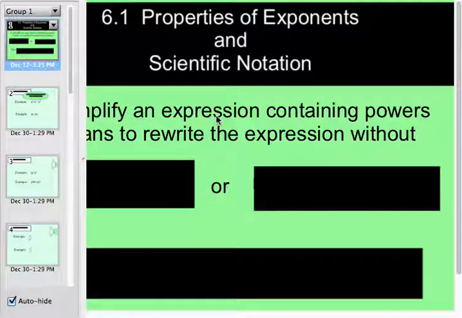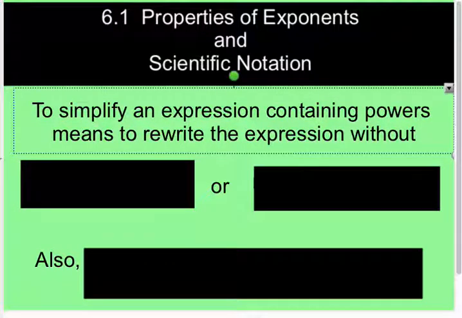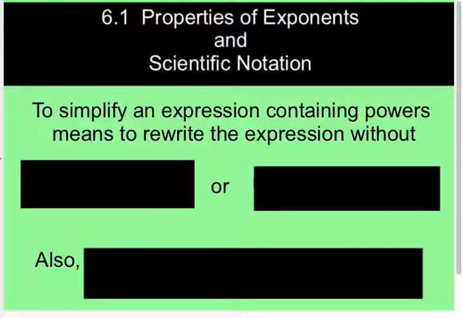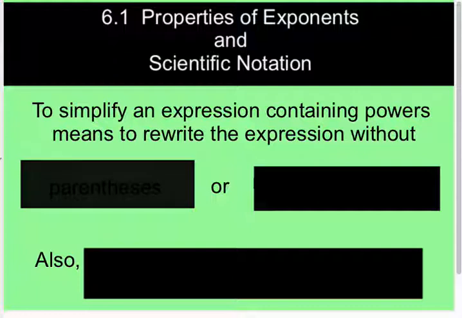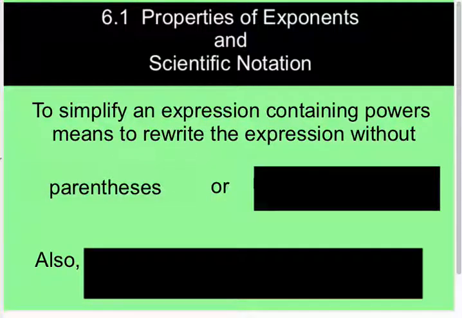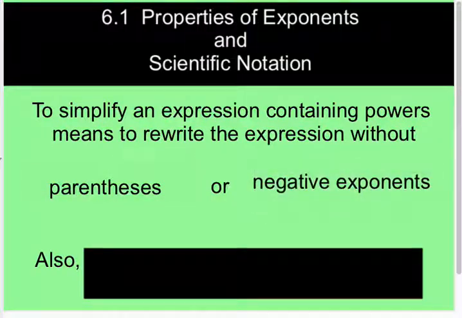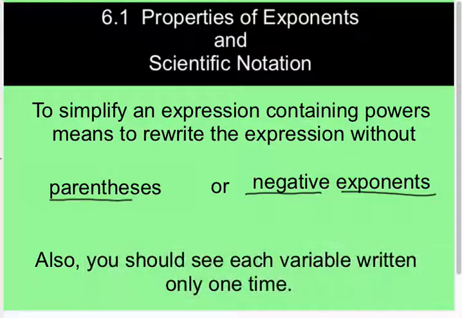Hello class, today we're going to look at section 6.1, which is properties of exponents, and we're also going to take a look at scientific notation. So first, for properties of exponents, to simplify an expression containing powers means to rewrite the expression without parentheses or negative exponents. Also, you should see each variable written only one time.